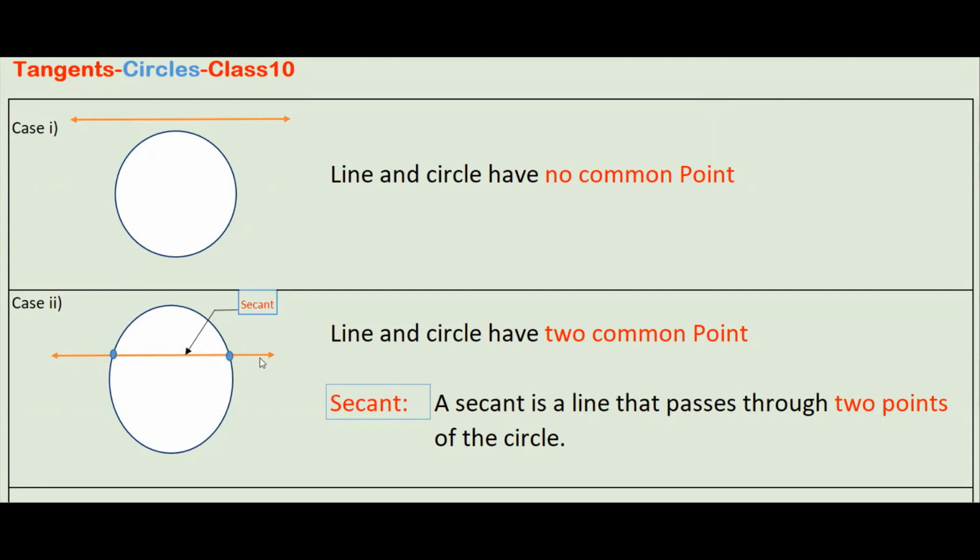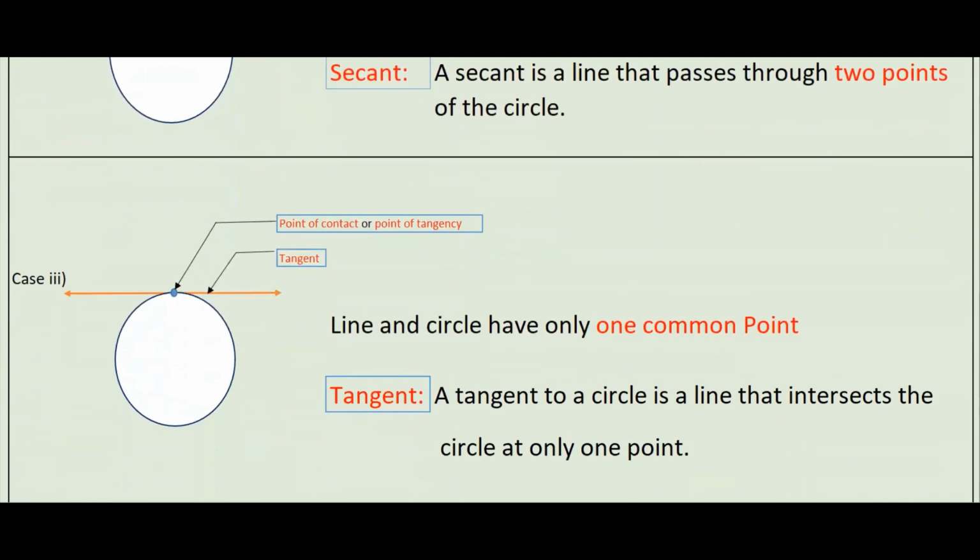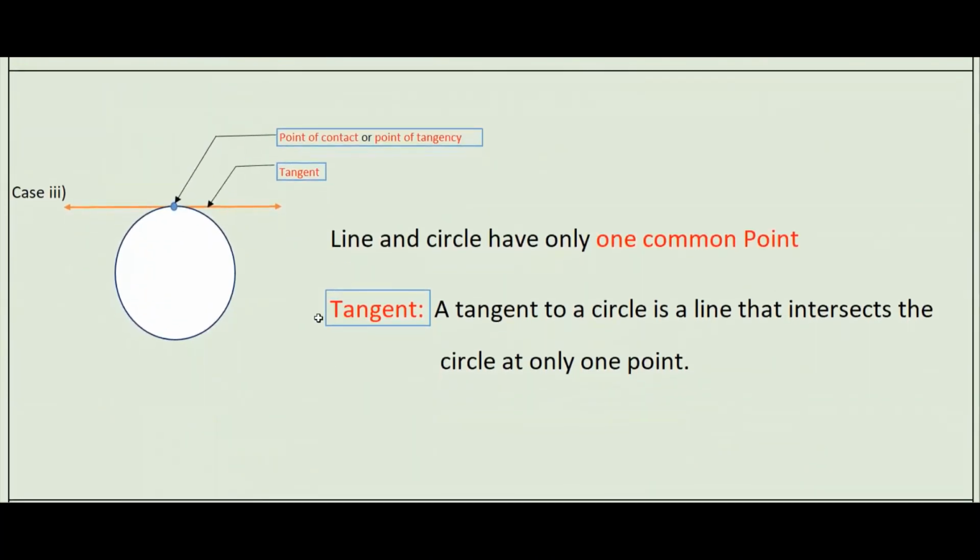So here this line is called a secant. A secant is a line that passes through 2 points of the circle. And in the third case, you can see this line intersects the circle at only this point. So this is called a tangent, and this point is called the point of contact or point of tangency. A tangent to a circle is a line that intersects the circle at only one point.